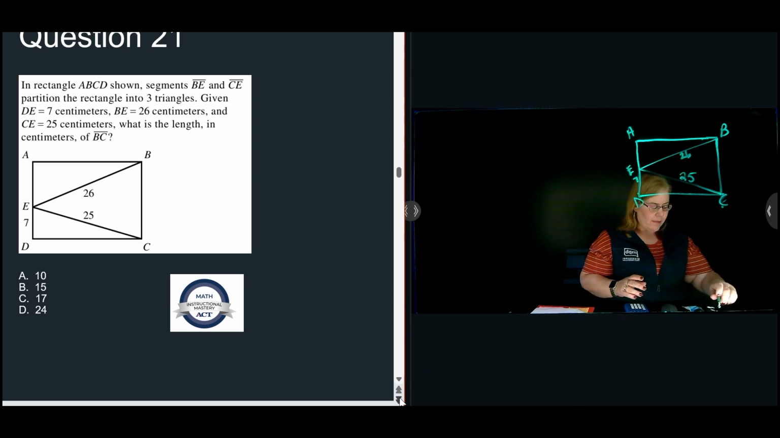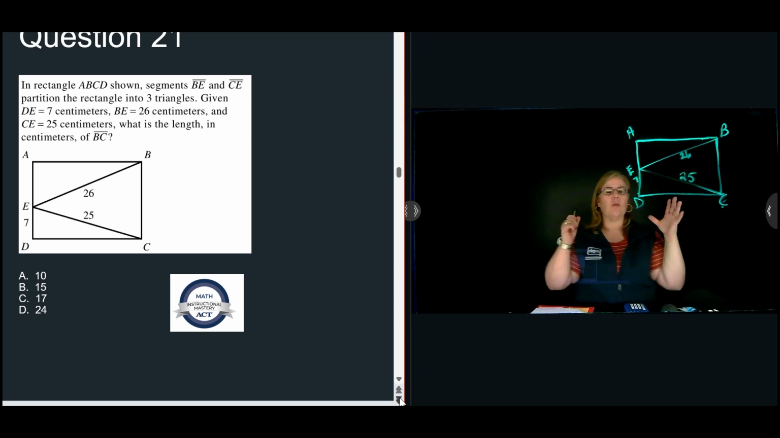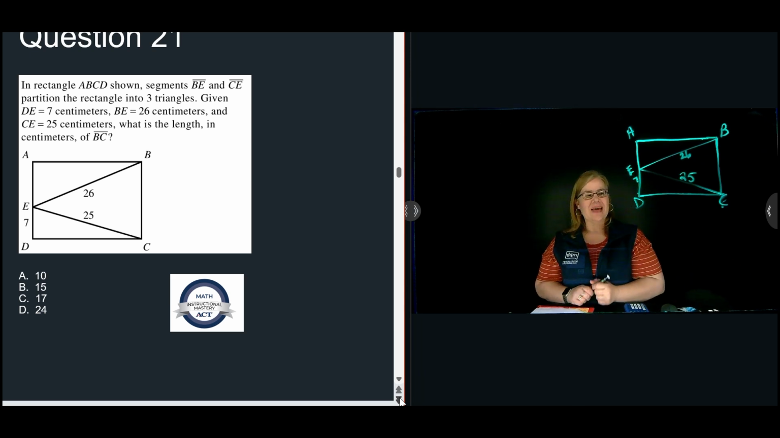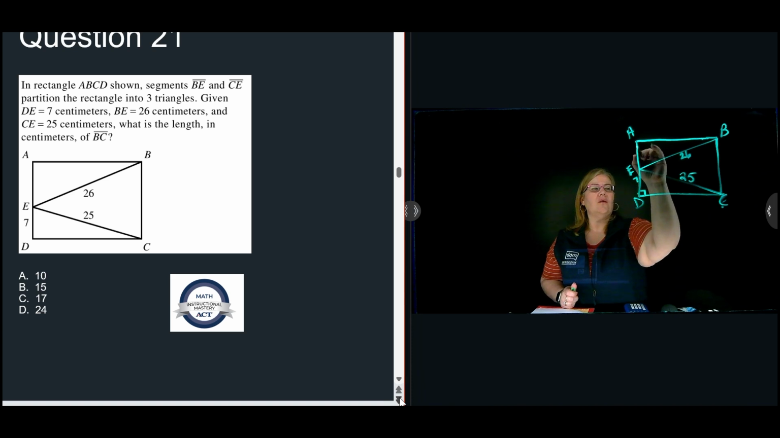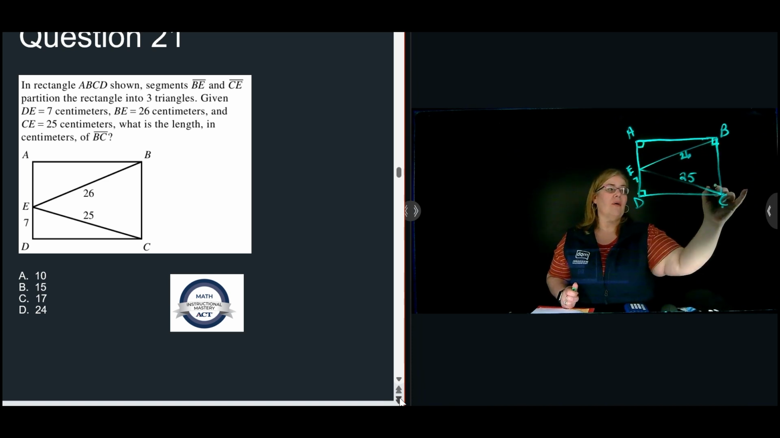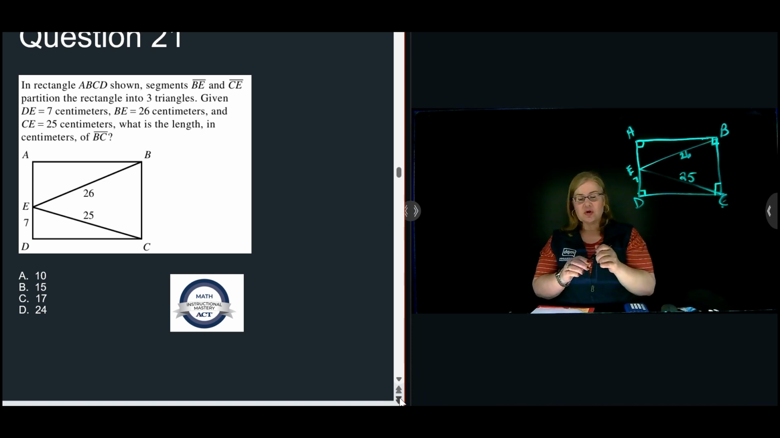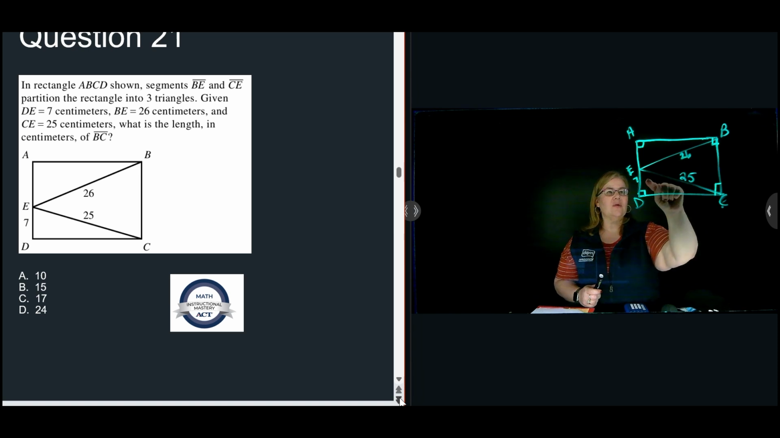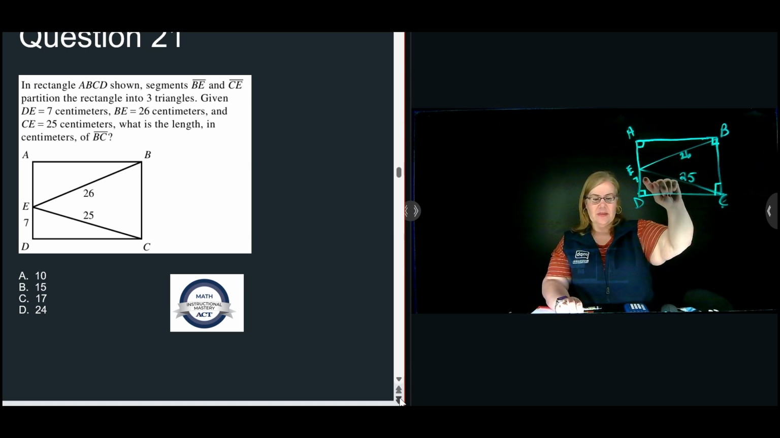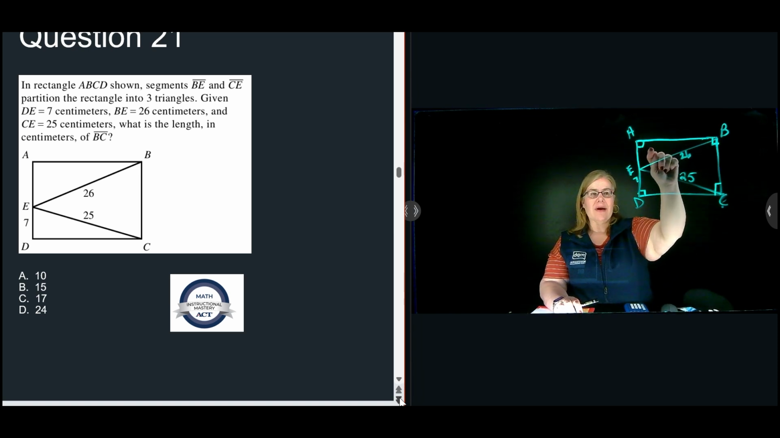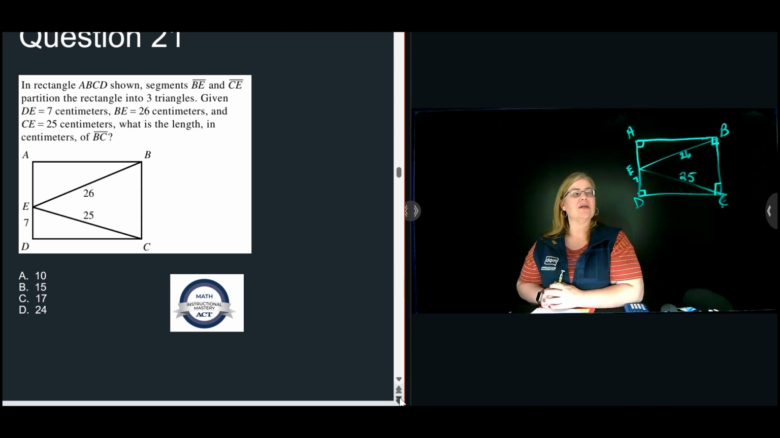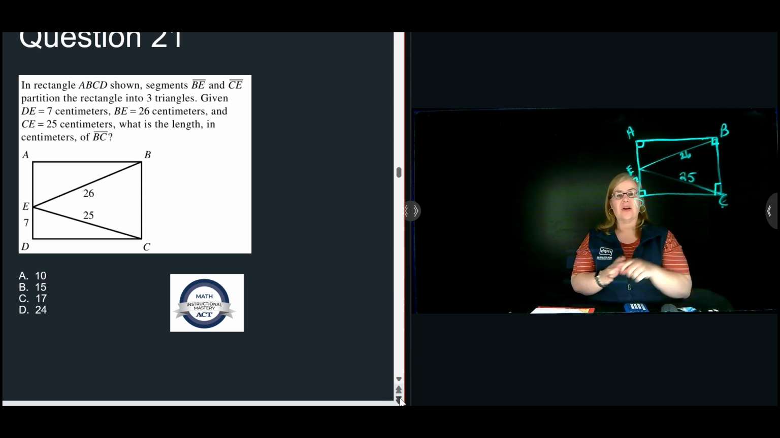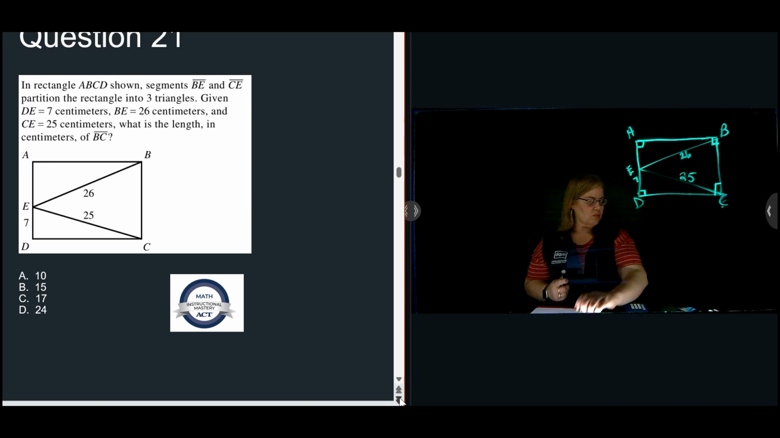Now, one thing that we know: a rectangle has what type of angles? Exactly right. All of its angles are right angles. So these triangles that we made, this one down here at the bottom, this triangle down here, and this triangle right here, are right triangles. So we can use that to our advantage to find the different amounts. Let's go ahead and try that.